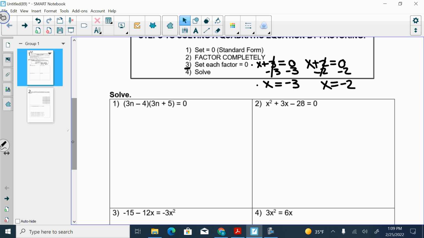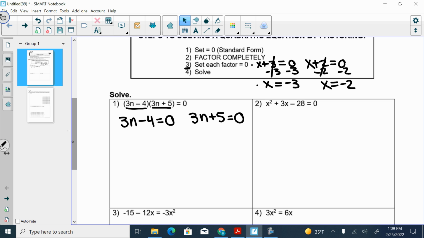Then step 3 says to take each factor and set it equal to 0. So here's my first factor. I have to take 3n minus 4 and set it equal to 0. I have to do the same thing for this parenthesis: take 3n plus 5 and set it equal to 0. Okay, so step 3 done. We took our factors and set them equal to 0. Step 4 is to solve both of these.